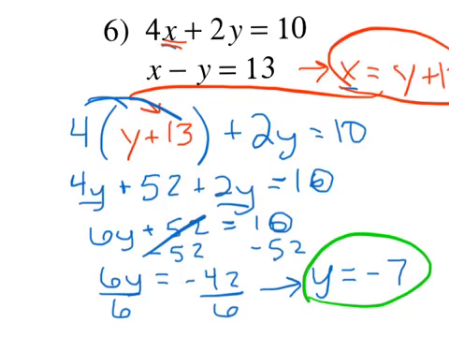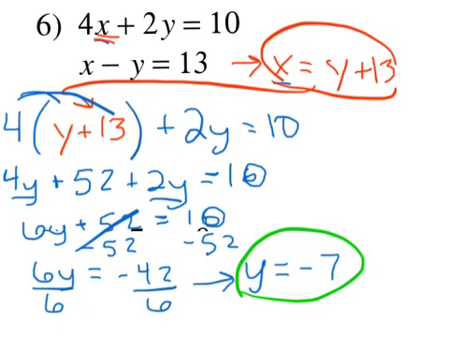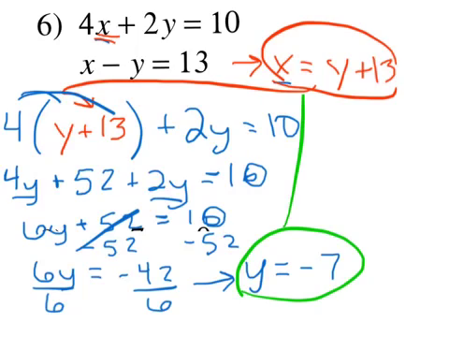Once you have y equals negative 7, we need to take this information and find out what x is. And the easiest way to do that is to substitute it up into the equation where we had got x alone earlier. So now we're going to use y is negative 7, so we're going to get x equals, instead of y, I'm going to put in negative 7 plus 13. And then I'm going to simplify that. So x equals, negative 7 plus 13 is going to give us a 6.